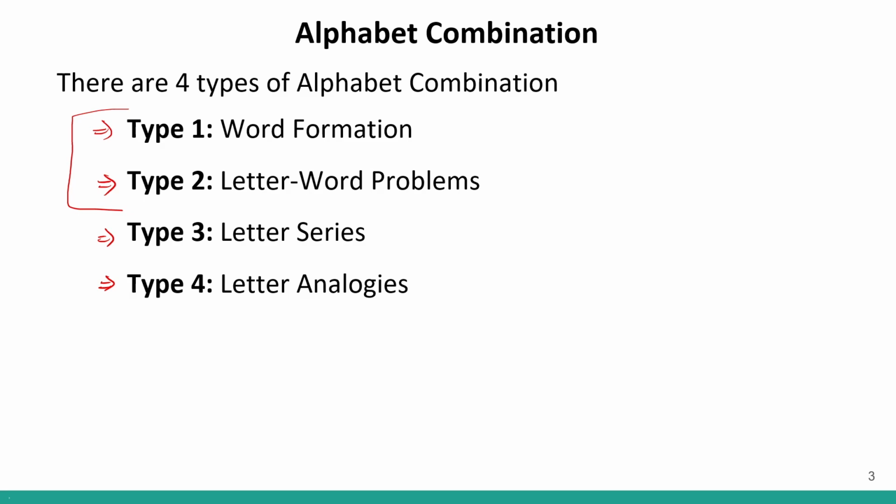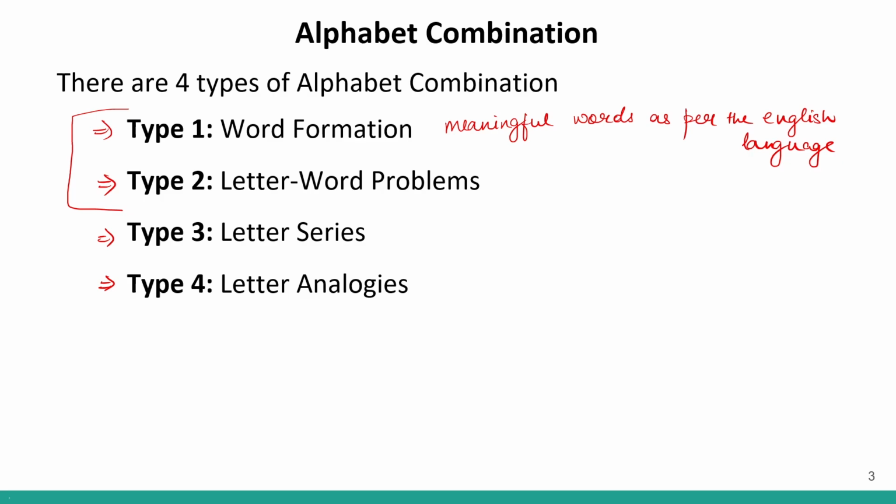Okay, so word formation basically means we have to form meaningful words as per the English language. And letter word problems we have already discussed. So basically we deal with the alphabets arranged alphabetically, and we have to find pairs that have the same number of alphabets between them as the alphabetical sequence. So those kind of problems come in letter word problems.